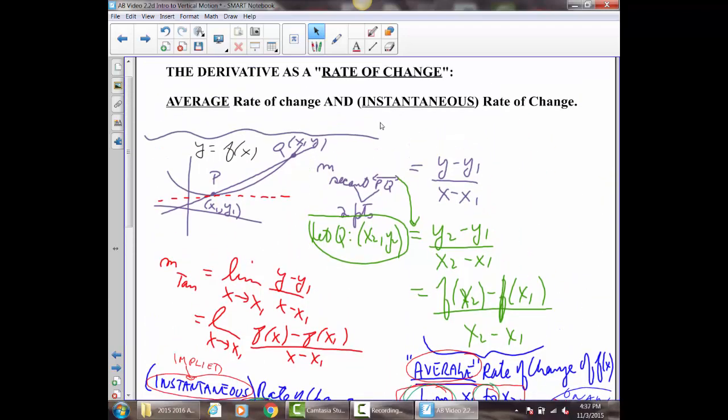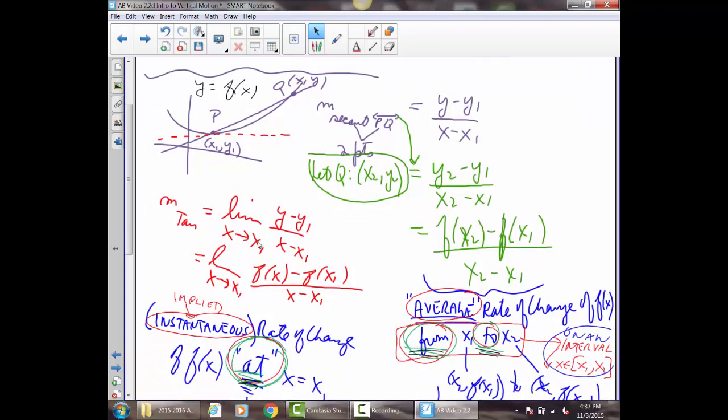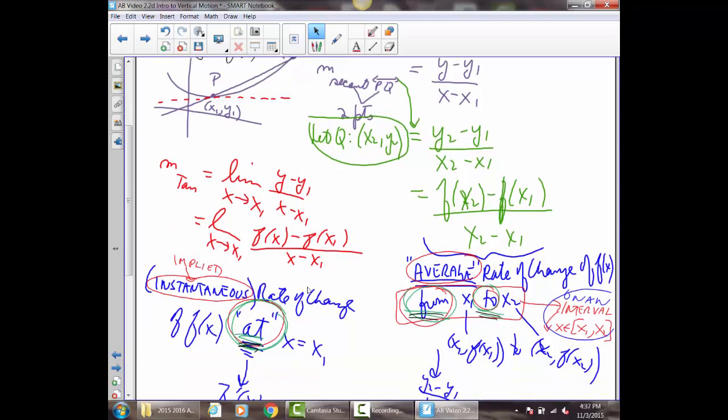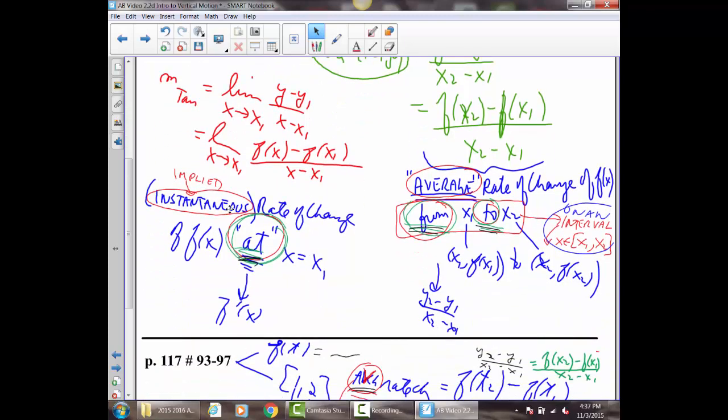Whereas the instantaneous rate of change is the slope of the tangent line at that particular point. So you won't be given two values for x, you'll only be given one, and we're talking about the slope of the tangent line, which now becomes the limit as x approaches x1 of f of x minus f of x1 over x minus x1. So the instantaneous rate of change, which, by the way, you'll notice I used parentheses. If they say rate of change, they mean instantaneous rate of change of the function at a particular value rather than average rate of change, which is from and to.